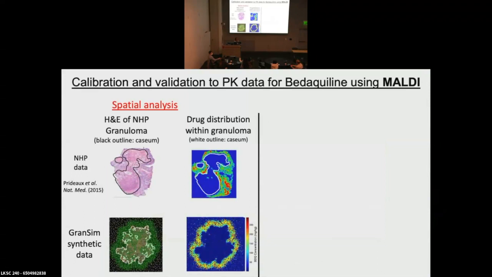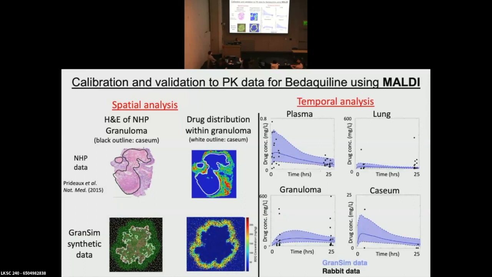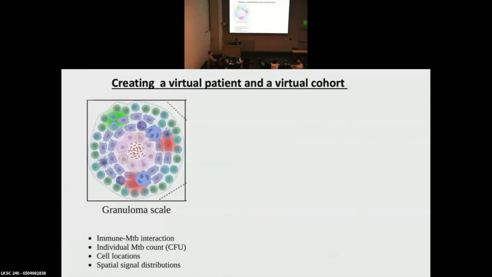So we calibrate and validate all the time, though, to MALDI data. We get these beautiful MALDI images from Veronique Dartois, where they take these granulomas and do a MALDI image, outline the caseum, and you can see in our synthetic data, we're able to do something very similar and understand why the penetration within those granulomas is different. And we can also match to temporal data that's generated in that as well.